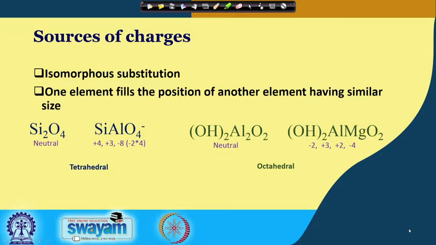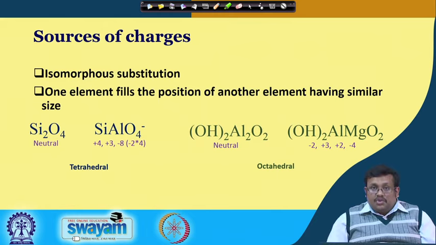So before going to the structure of the clay minerals, let us discuss what are the major sources of charge. Now we will be discussing these sources of charges in detail in our forthcoming lecture, but let me tell you that there are two major sources of charges which develop within the clay minerals. So one of them is isomorphous substitution, and in case of isomorphous substitution, one element fills the position of another element having similar size.